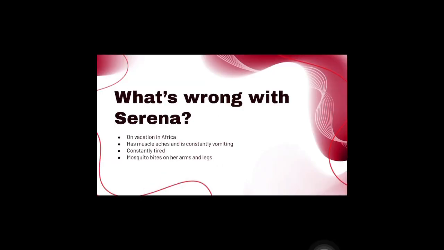What's wrong with Serena? Serena was on vacation in Africa. However, she has been having a lot of muscle aches and is constantly vomiting and tired. When looking at her arms and legs, she has been found with a lot of mosquito bites. If you guessed malaria, that is correct.